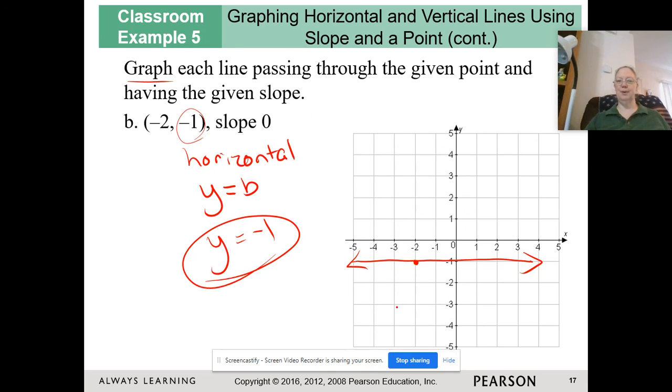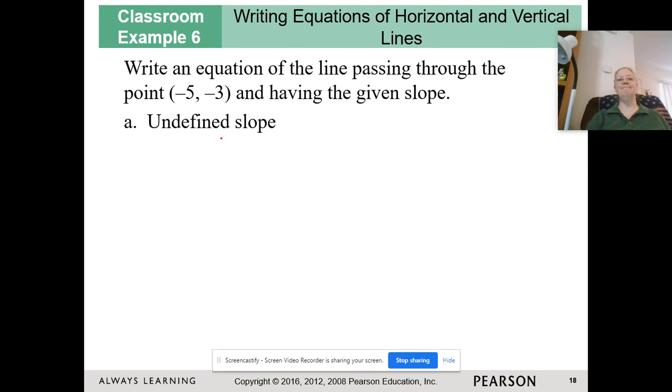A little bit of extra work, but I think if I recall correctly, write an equation. So undefined slope going through this point. Undefined slope is a vertical line. So -5, 1, 2, 3, 4, 5, -3. Undefined slope, that's going to be vertical. That's of the form x is equal to a number. What is my x equal to? -5.